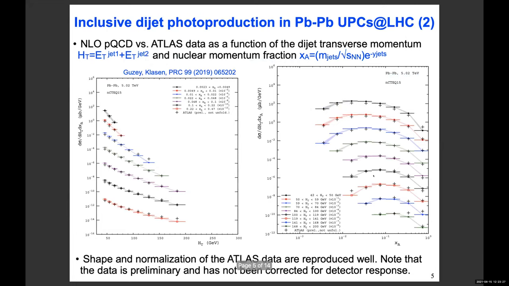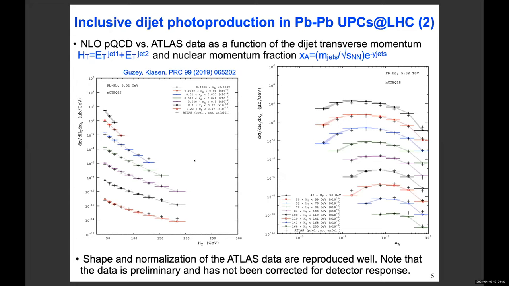So using this formalism, we go ahead and make predictions in the kinematics of the ATLAS measurement. Two typical examples of this comparison are presented here. The left plot shows the differential cross-section of dijet photoproduction at 5 TeV in lead-lead ultra-peripheral collisions. The calculations are done with the nCTEQ15 nuclei PDFs. The crosses show the preliminary ATLAS data, and the curves are our NLO calculations. The left plot shows the dependence on the dijet transverse momentum. The right plot shows the dependence on the nuclear momentum fraction x_A, which is reconstructed from the dijet measurement.